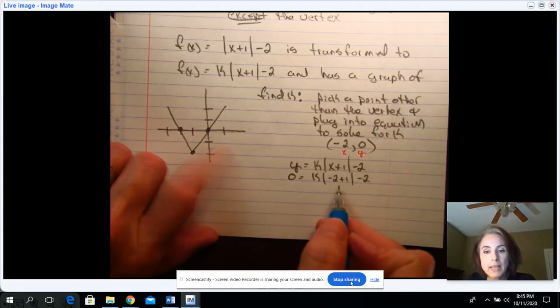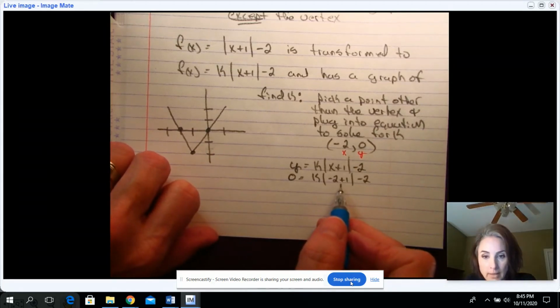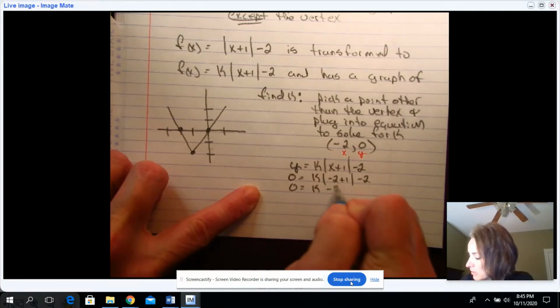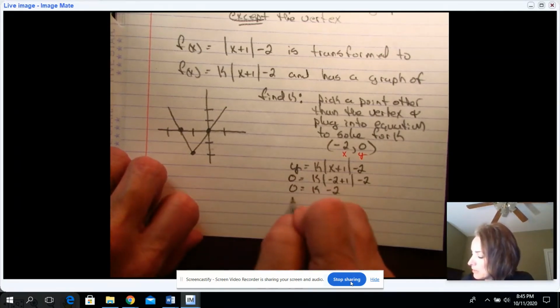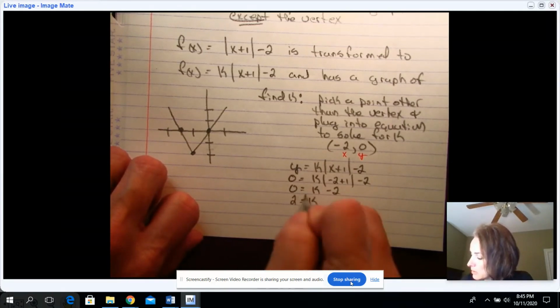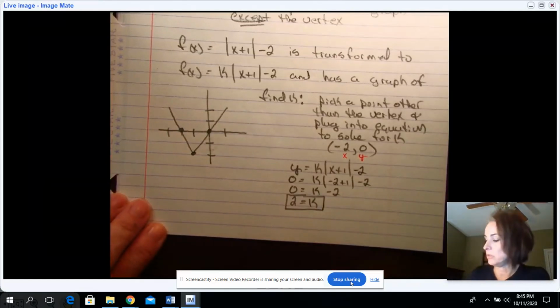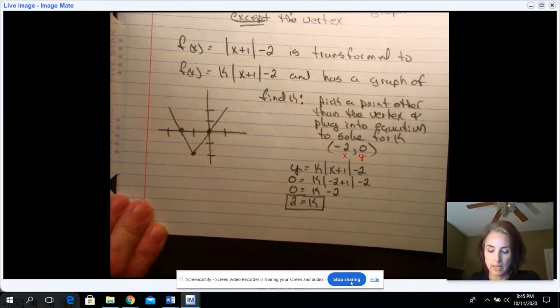Simplify that. Negative 2 plus 1 is negative 1, and the absolute value of negative 1 is 1, so 1k is just k. So you're just left with k minus 2. Get k all by itself by adding 2. So k is 2. So 2 is actually a vertical stretch.